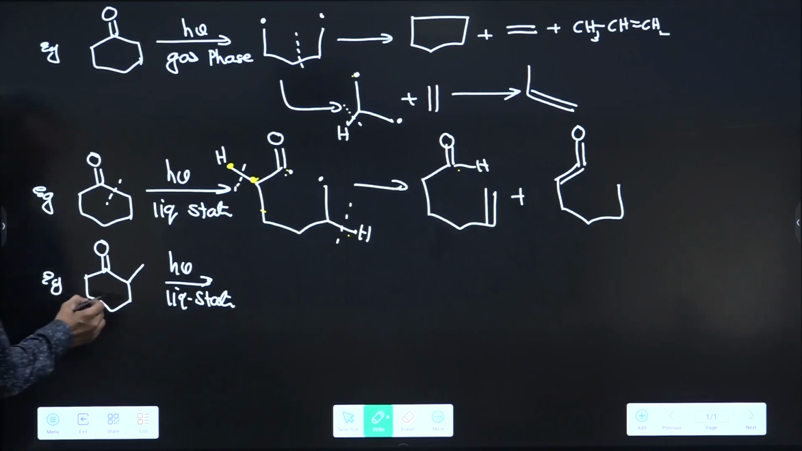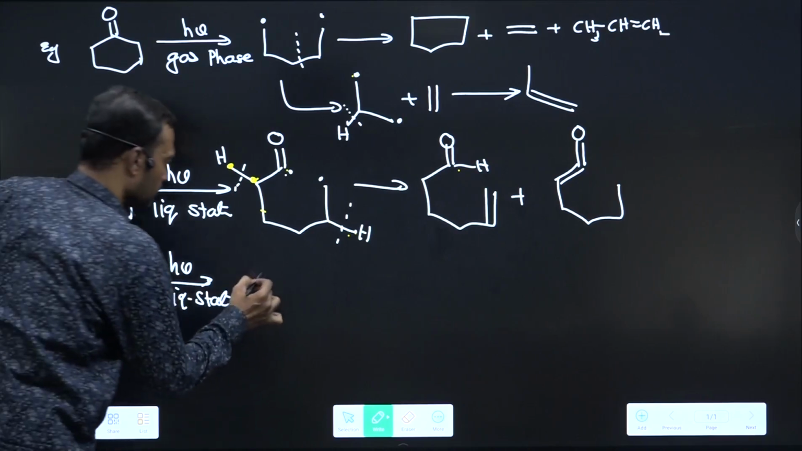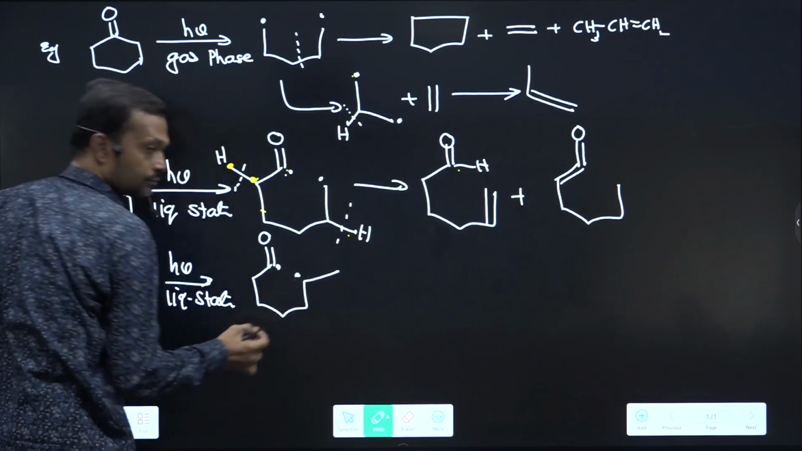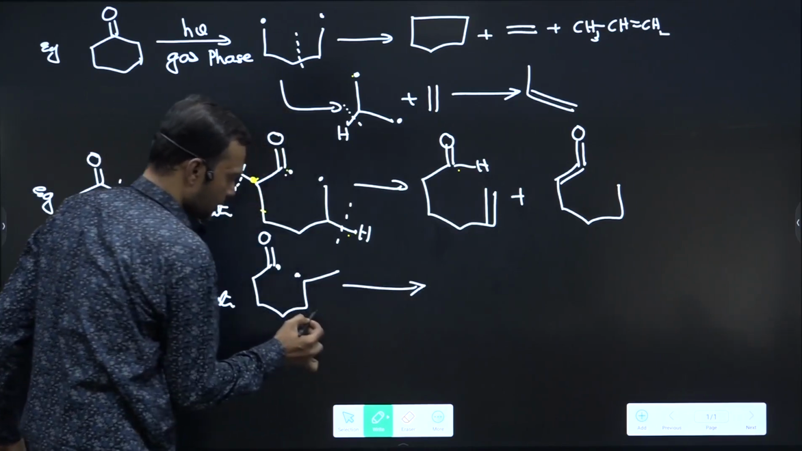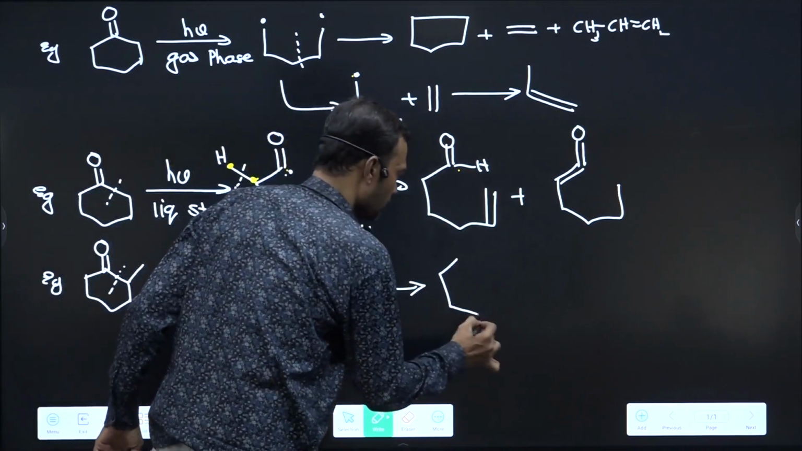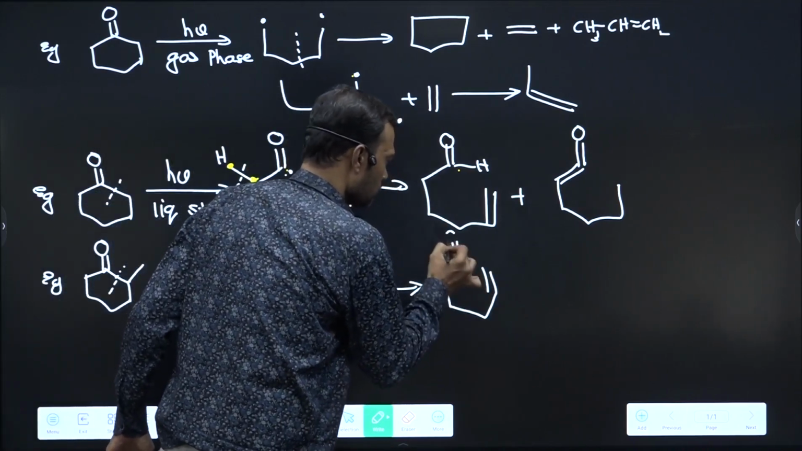Okay, so can I break the right side? The right side will give a stable acyl and alkyl radical. Then hydrogen transfer takes place. This migrates from here to here, giving a double bond and this methyl.